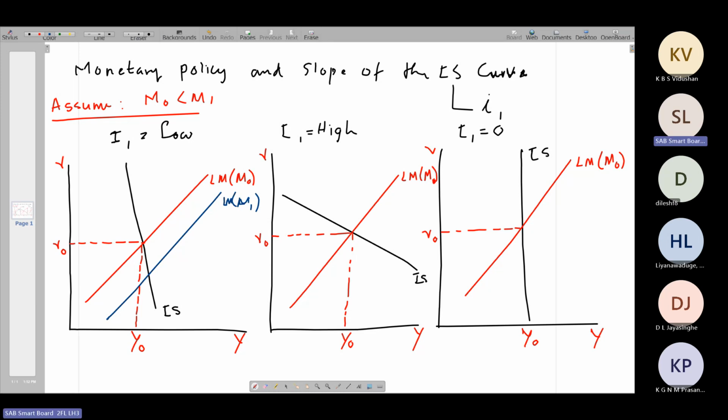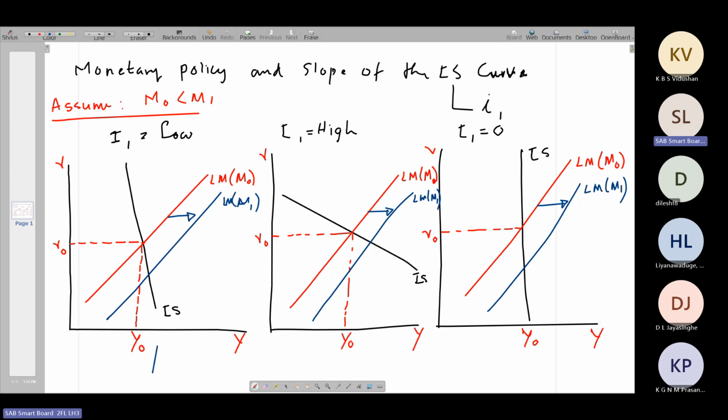Now equally, you can shift the LM curve by an equal distance. You can draw it correctly. For the expansion in monetary policy action, raising the money stock from M0 to M1 raises the real money balance, and that is explained by shifting the LM curve to the right, given by LM M1.